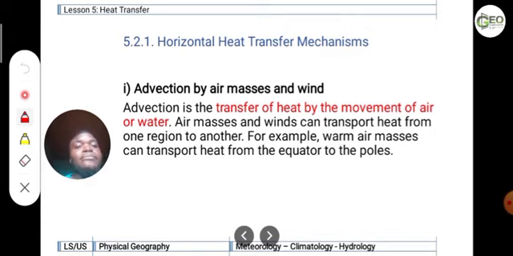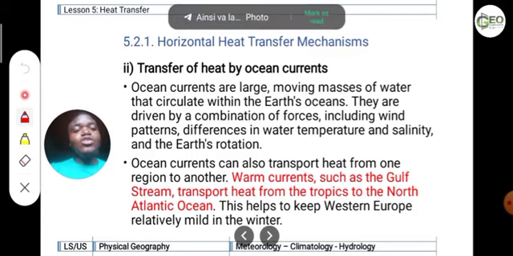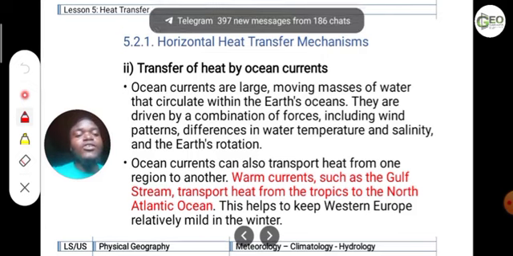whereby winds that blow over the Earth's surface tend to transport heat from one area of the world to the other. Another example has to do with water, and we shall look at the fact that water transfers heat through ocean currents. Now, ocean currents are large moving masses of water that circulate within the Earth's oceans. They are driven by a combination of factors. In this lesson we shall not go into that, but we shall simply talk of how ocean currents are responsible for the transfer of heat.